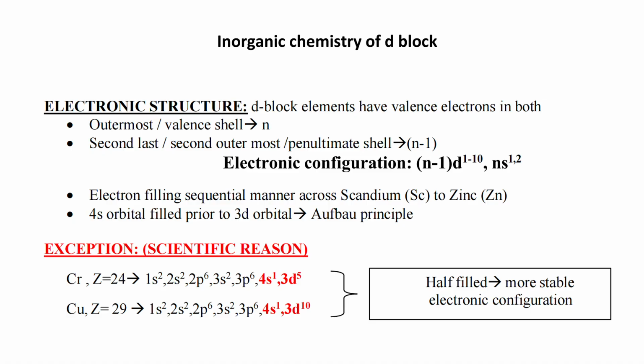The electron filling will be in a sequential manner, which means as the atomic number increases, the number of protons increases, which also results in an increase in the number of electrons. Electrons are filled in the electronic shells, so the electronic configuration will also vary as per the increase in the atomic number.